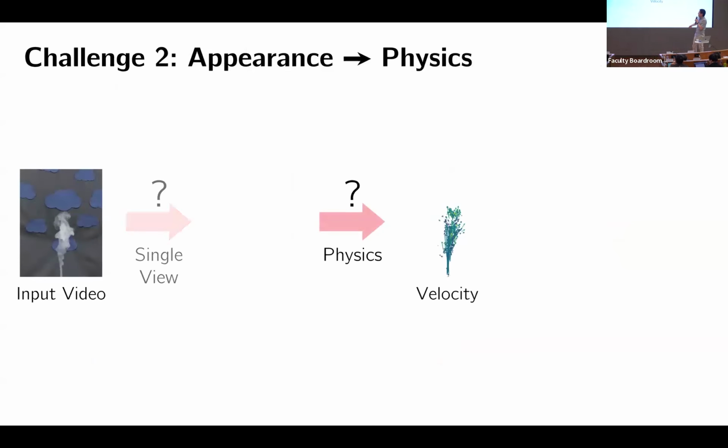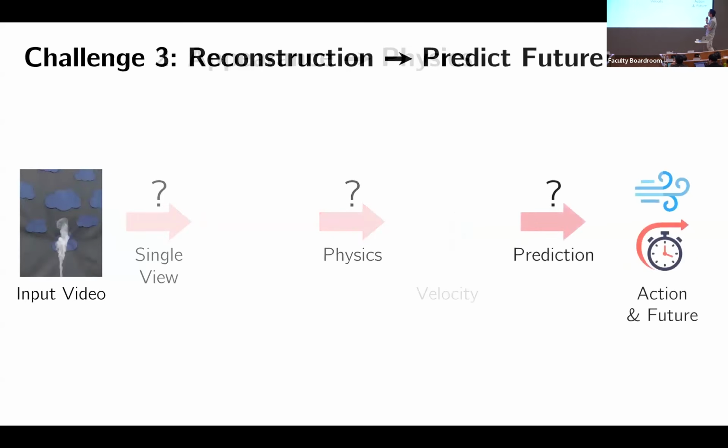And the second is, once you have some kind of multi-view information, how can you reconstruct the 3D fluid fields, not only just the appearance, but also the physics, the velocities? And finally, even if you do have the appearance and the velocity, how can you go from just reconstruction to prediction, right? So there are challenges in each of these directions.